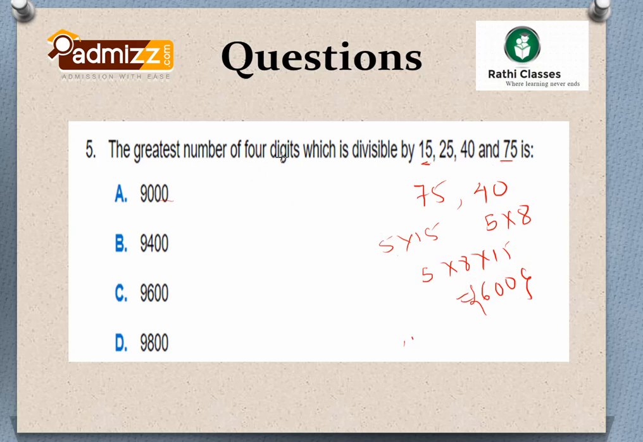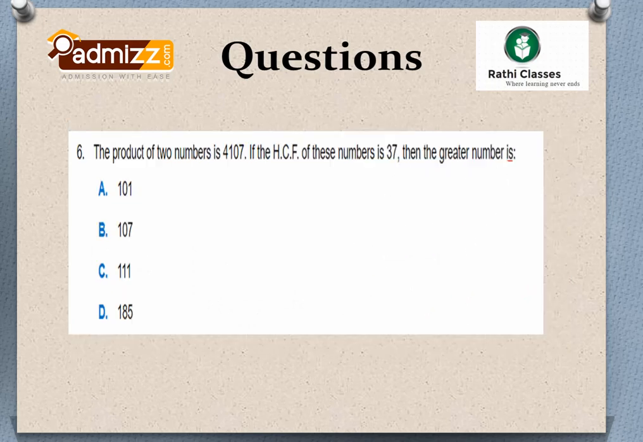Now the greatest number which is divisible by all of these. So greatest, as you can see, the number is either 9600 or 9800 out of this. So 9600 and 9800, which is a multiple of 600? 16 times 6 is 96, so the answer is 9600. Moving on to the next question.